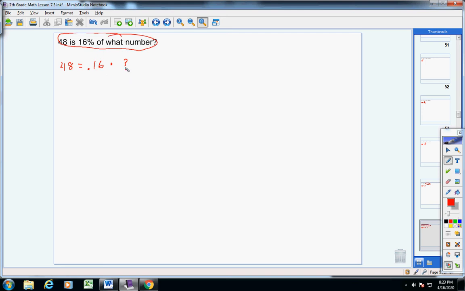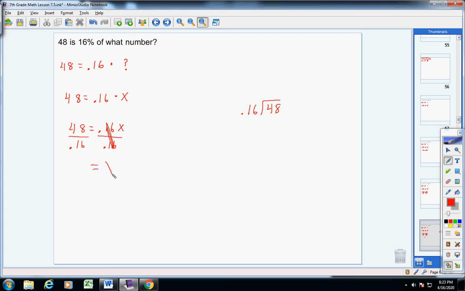Now, where the question mark is, we're going to put a what? X. Okay? Now, let's solve for x. 0.16 times x is 0.16x, right? Now, let's divide both sides by 0.16. And of course, these will cancel out right here, okay? Leaving you with x. And over here, let's work this out. I have 48 divided by 0.16.